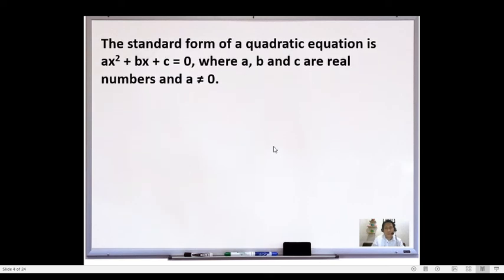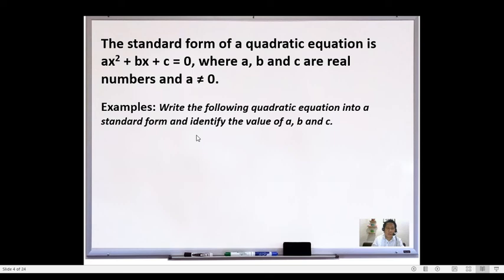The standard form of a quadratic equation is given by ax squared plus bx plus c is equal to 0, where a, b, and c are real numbers and a should not be equal to 0. So let's have examples. We are going to write the following quadratic equation into the standard form and identify the value of a, b, and c.